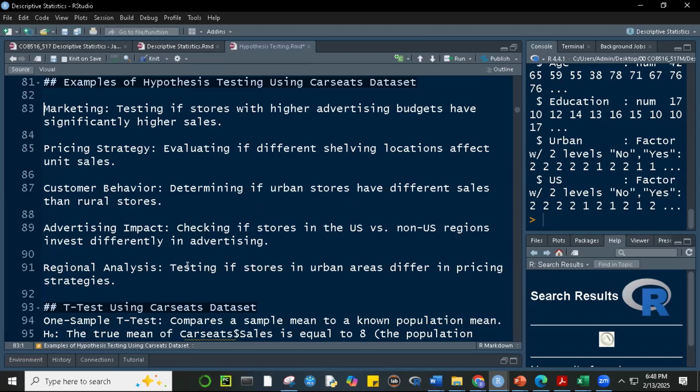Okay, you can also use this for pricing strategy. For example, in our data, we're going to see car seats, and different positioning of shelves. Does that affect sales? So the t-test can be done for that. Also, customer behavior. For example, are customers in urban areas versus rural areas different? Are their average sales different?